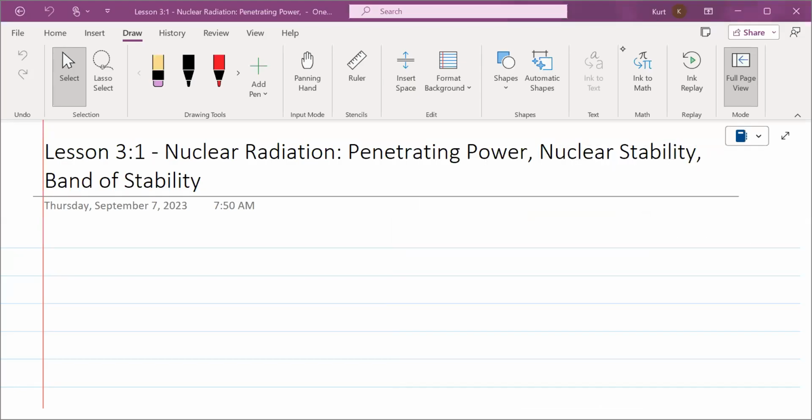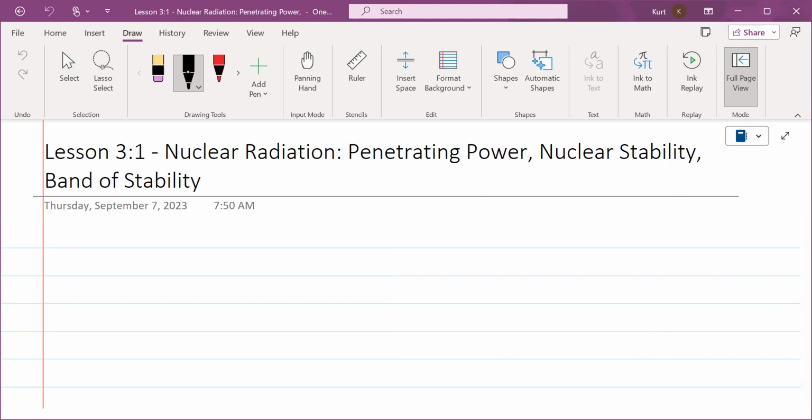All right, so this is the first lesson of Unit 3, nuclear chemistry. We're going to discuss nuclear radiation, its penetrating power, which you just saw in the video, what nuclear stability is, and the band of stability, which really determines what atoms are naturally stable or unstable.